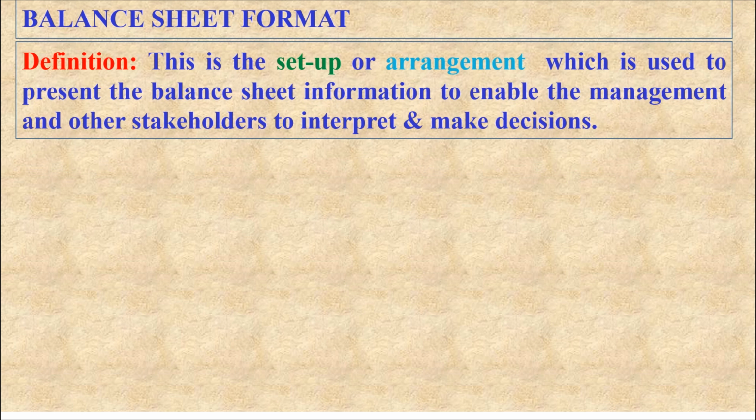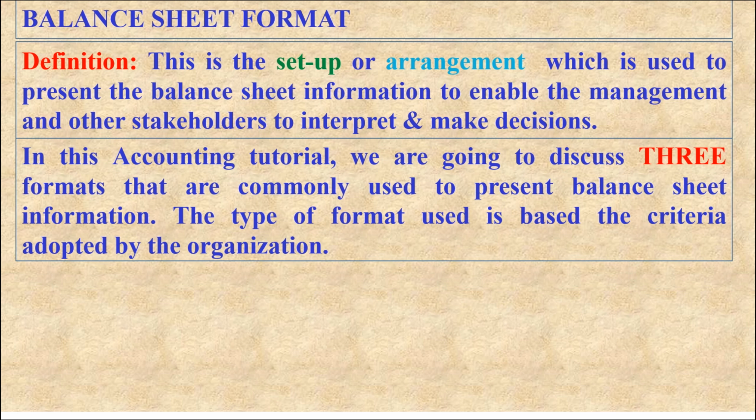Now we are talking about balance sheet formats in this session 3. This is a setup or arrangement which is used to present the balance sheet information to enable the management and the other stakeholders to interpret and make decisions about the organization. Now in this accounting tutorial, we are going to discuss 3 formats that are commonly used to present balance sheet information. The type of format used is based on the criteria adopted by the organization.